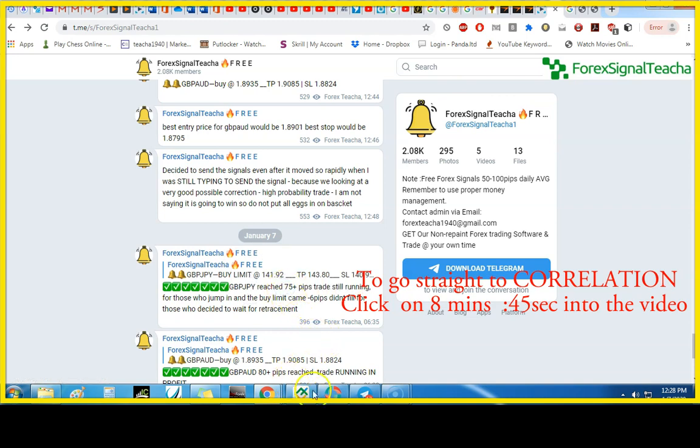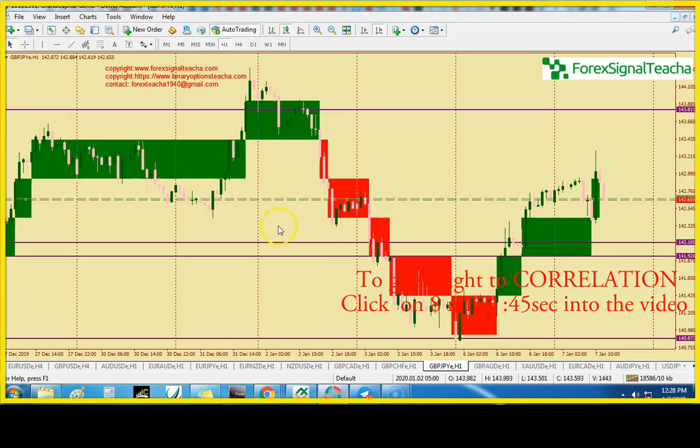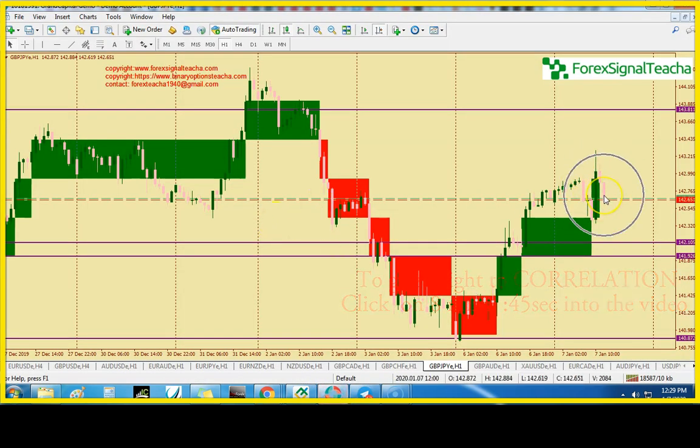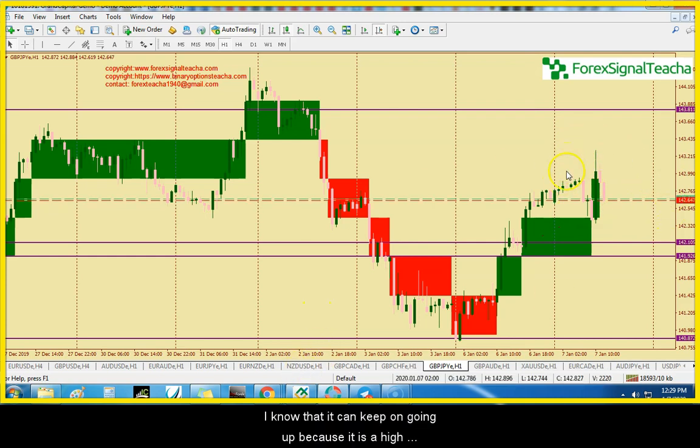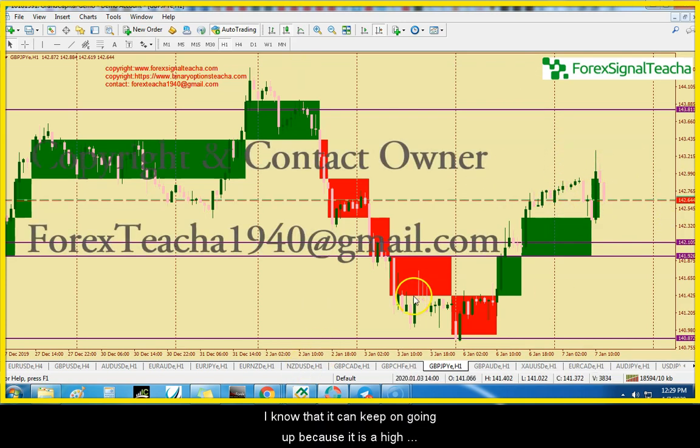I'm also going to check right now how far it has gone. There's a bit of a correction that you can see here, but the price has already moved up from where it was. When I updated today, it was somewhere around here, around 70 pips. It also corrected here. Now it has reached 115 pips. It's still correcting here. I know that it will keep on going up, because it's a high probability trade.